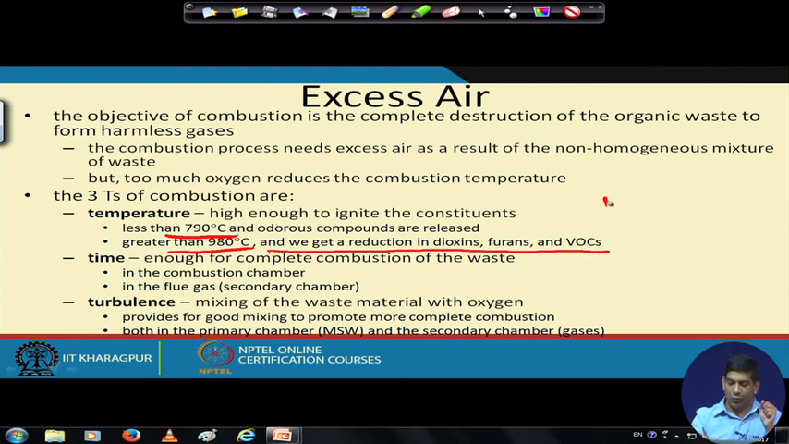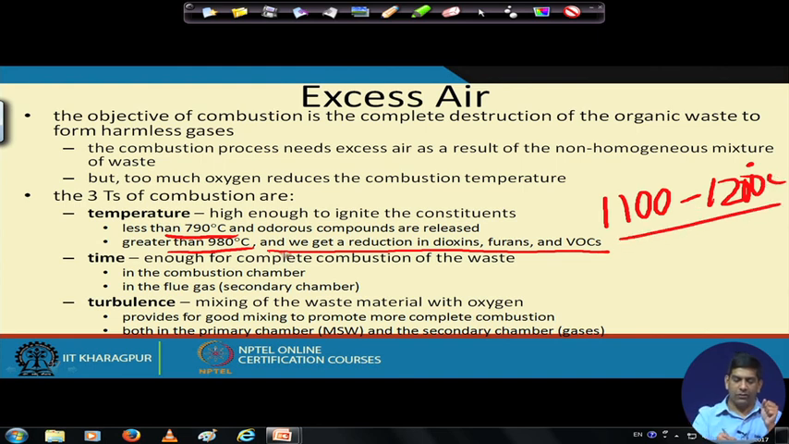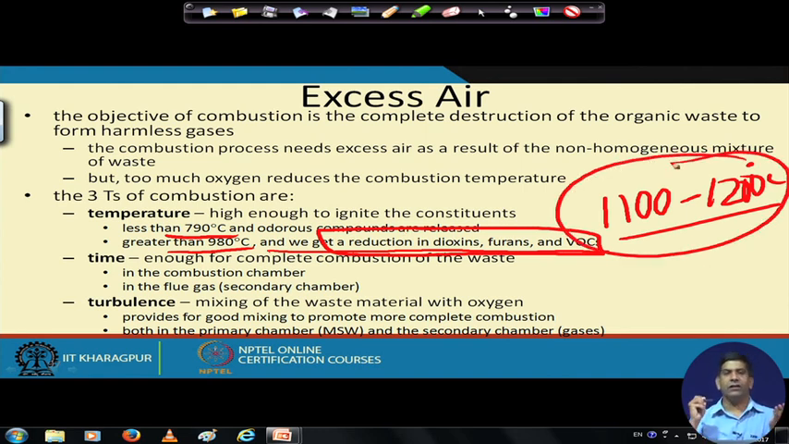That's why most incinerators will try to work at around 1100 to 1200 degrees centigrade, definitely above 1000, because they want a reduction in dioxins, furans and VOCs. You don't want these released into the atmosphere. You will not see a waste incinerator working under 1000. If it works under 1000, it may have a bigger air pollution problem, and then it will put a bigger load on the air pollution control system.